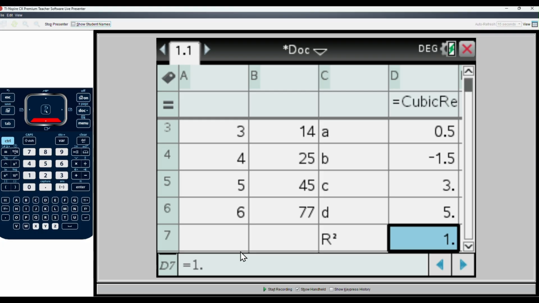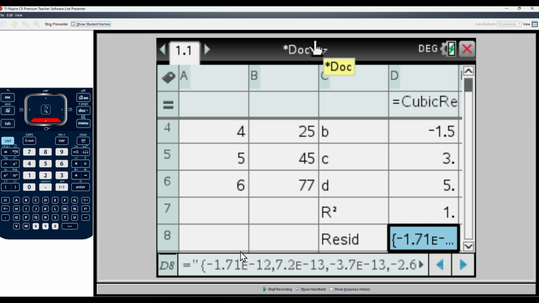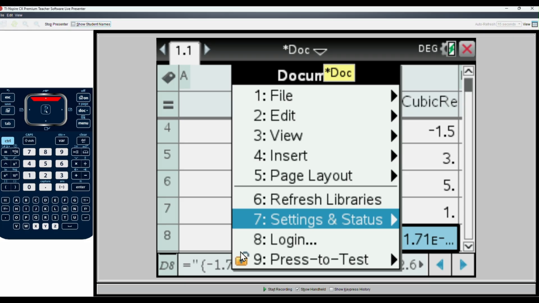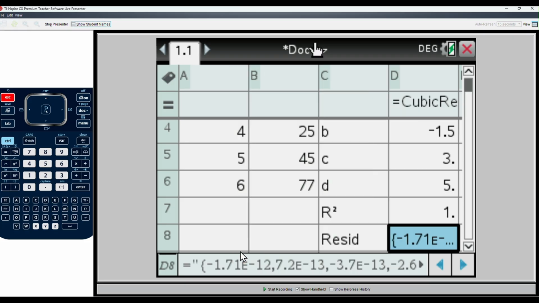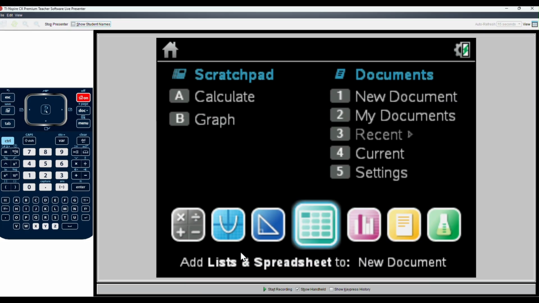It's really important that you check this. I teach my students in the classroom to look for this because they may have made some data entry problems, or they may have improperly analyzed what type of function it is. We don't really need the residual, so I'm going to hit escape now. Now I'm going to go back to the home screen.